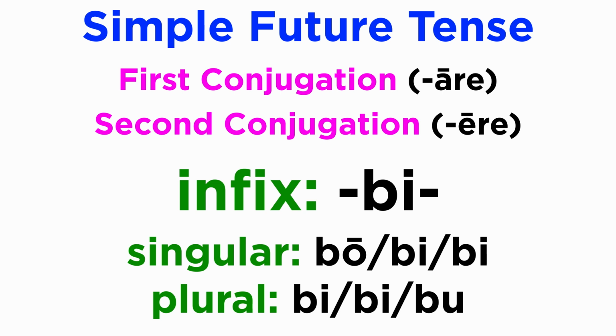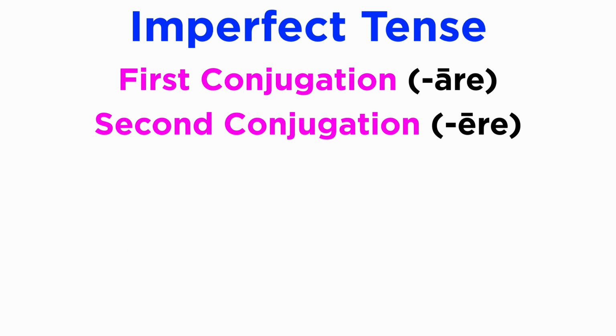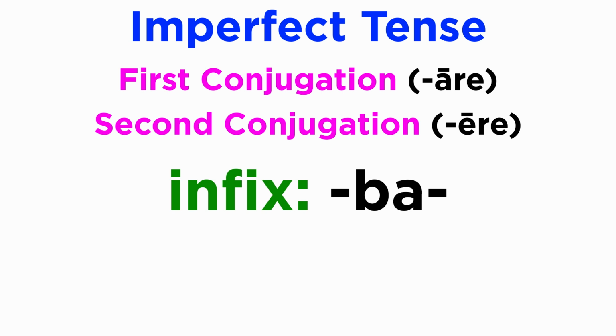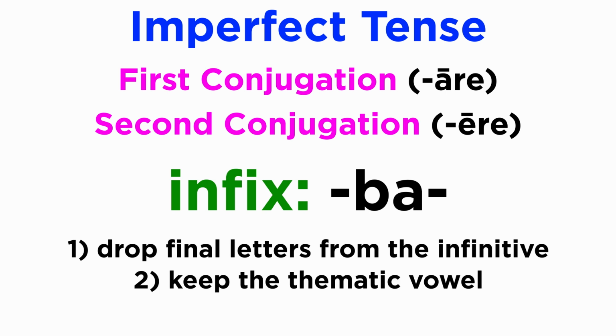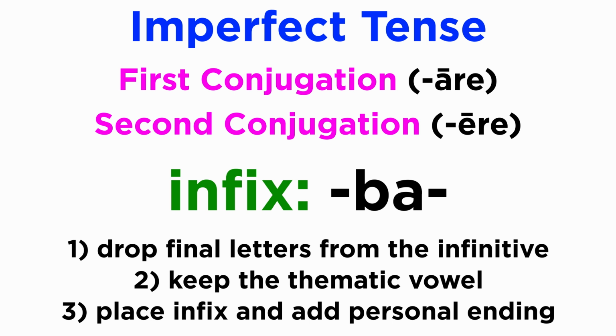Now, we have already seen how the future tense is formed for the first and second conjugations. The imperfect indicative is formed in a very similar way, using just a slight modification. Where the future tense adds the infix be between the present stem and the endings, the imperfect will instead use the infix ba. So as always, make sure you know how to identify the present stem by looking at the infinitive, and then drop the final letters. That means you keep the thematic vowel, place the infix, and then finish with the personal ending.